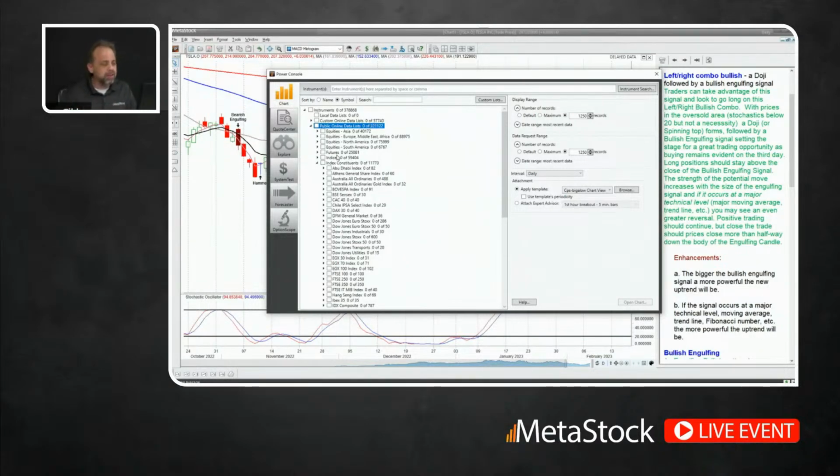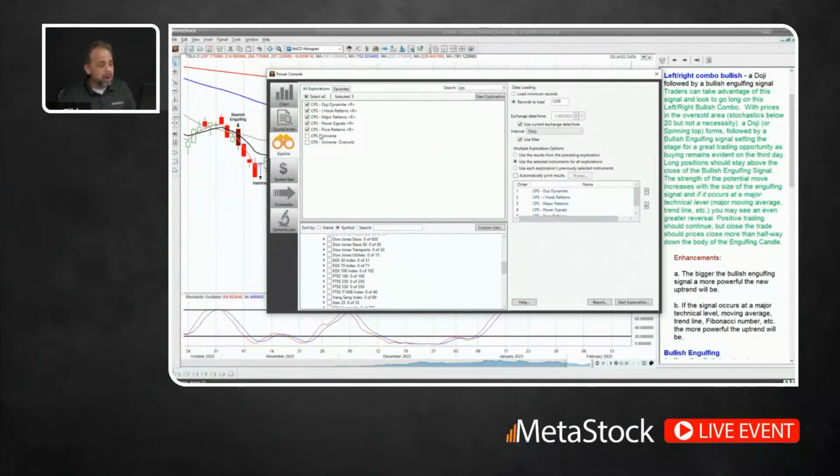Now, just for the purposes of demo, I'm going to go into the scanner. So it's Explorer right here. I've got them all selected. There are about 7 scans in here: Doji Dynamites, J hooks, major patterns, power signals, price patterns. These other 2, the ones that I haven't selected, weed out stocks that are under $5 or don't have enough volume. You can run those every once in a while just to build a universe of stocks. That's why we call them universe scans.